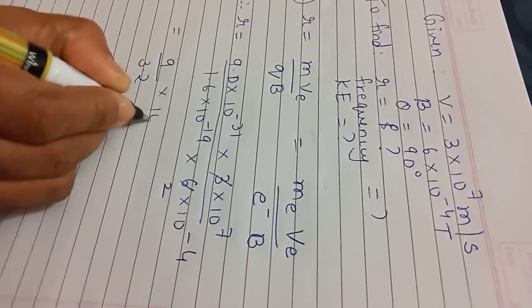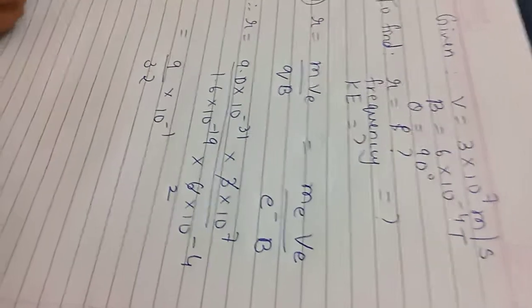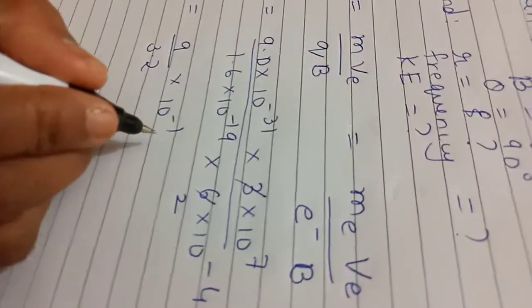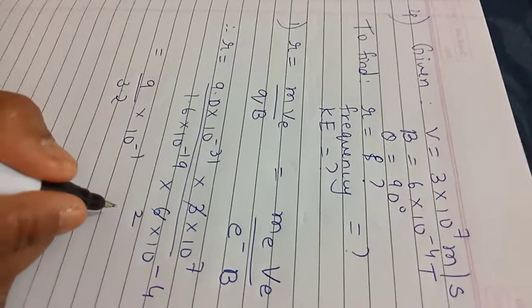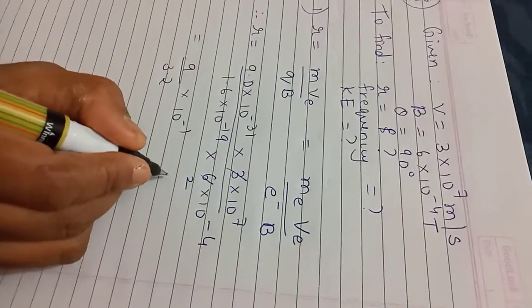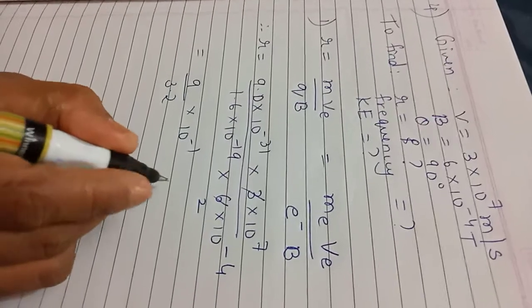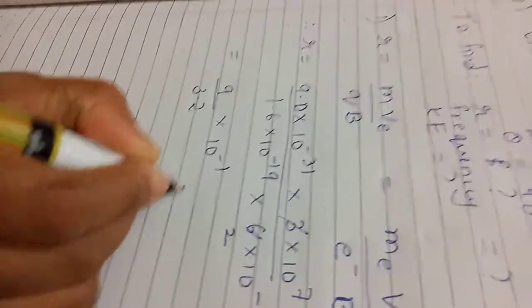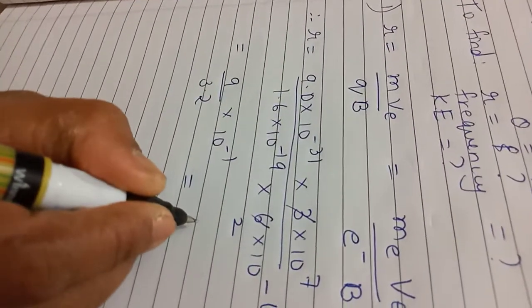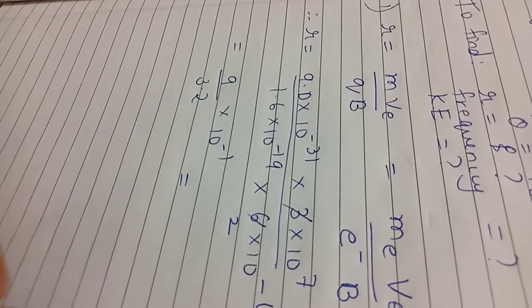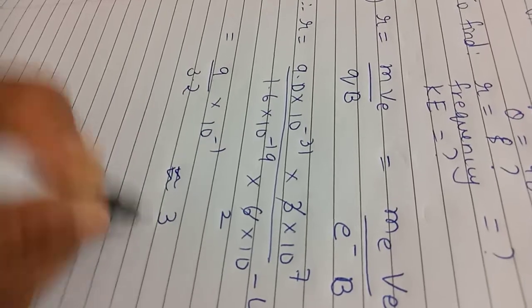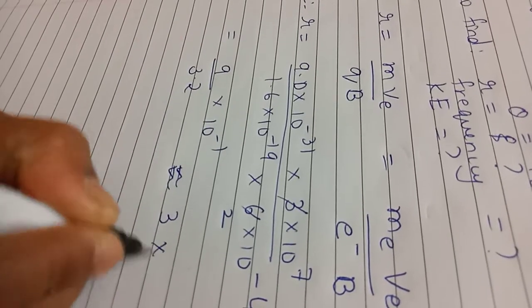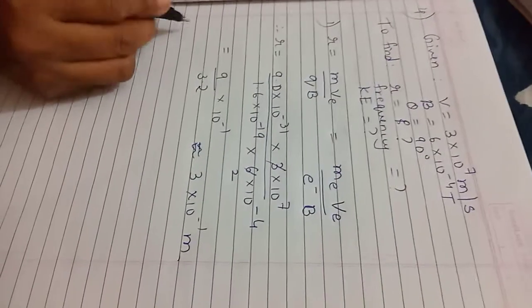So you get it as minus 1. So what will be the answer here for radius? The radius comes out to be 9 divided by 2.1. What is that? 0.9 divided by 9 divided by 3.2, tell me. Approximately 3 into 10 raised to minus 1 meter. Understood? It will be slightly less, students.